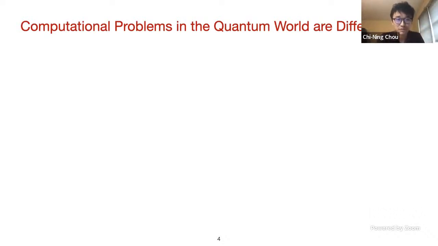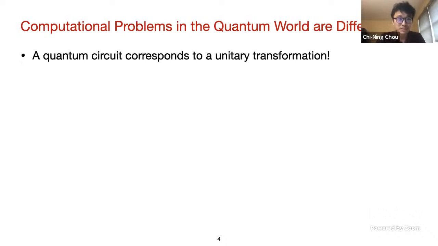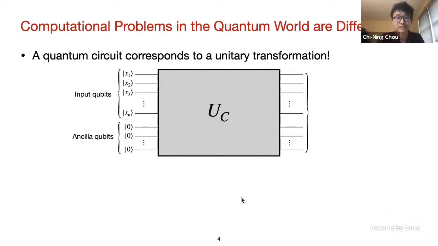As a starter to investigate the MCSP problem in the quantum setting, we now need to transfer from Boolean circuits to quantum circuits. But immediately, quantum circuits are different from Boolean circuits, because a quantum circuit corresponds to a unitary transformation. In general, we have lots of input qubits and some ancilla qubits, and the quantum circuit intrinsically computes some unitary transformation.